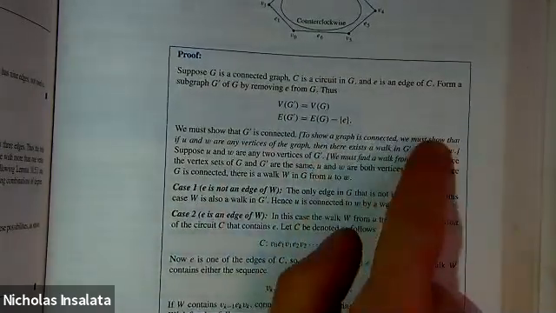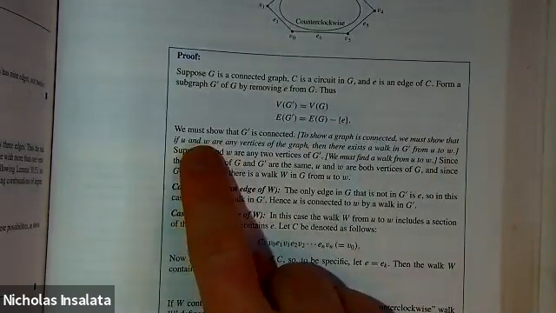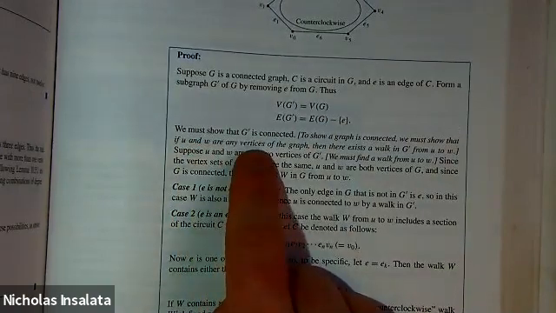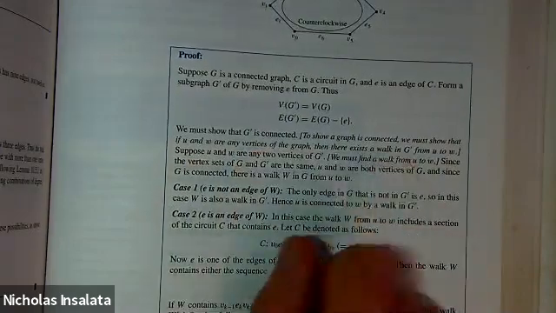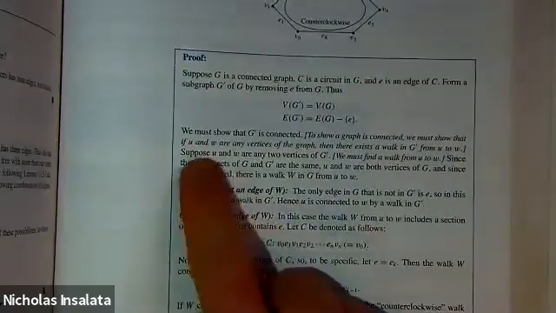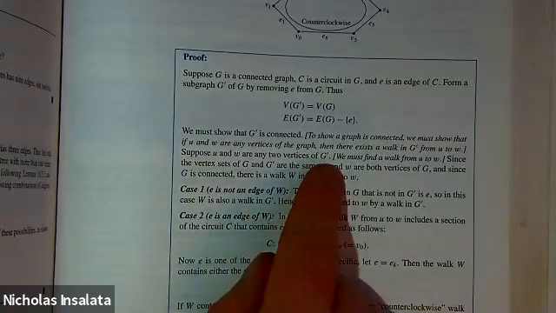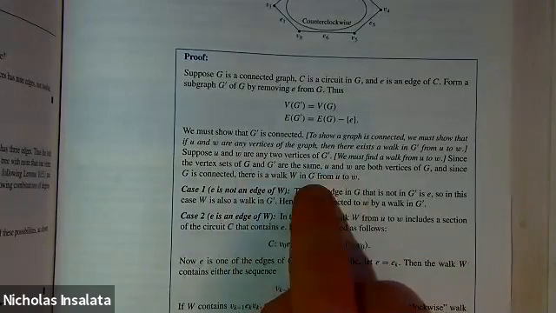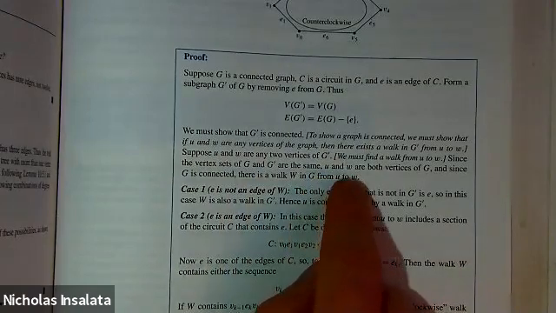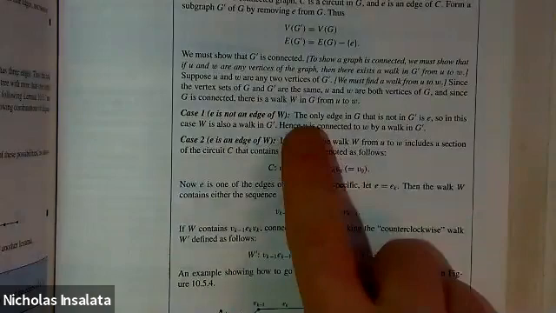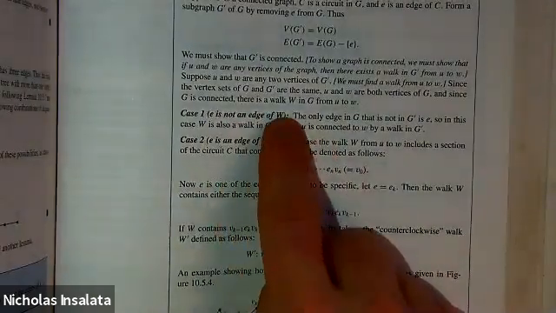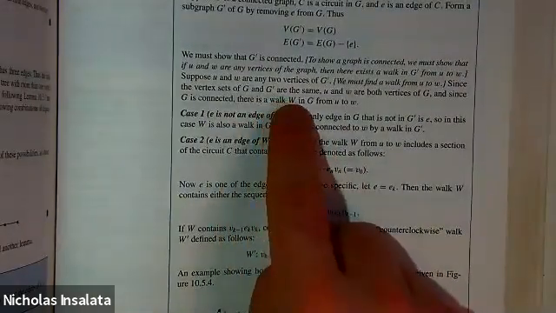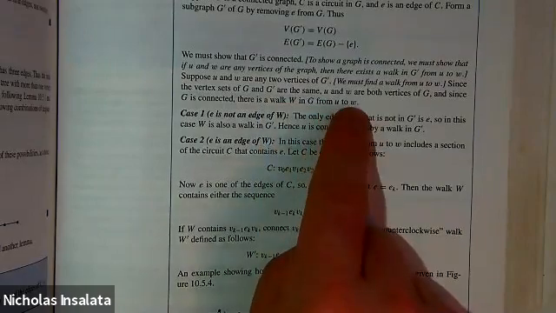And to do that, we must show that if U and W are any vertices of the graph, any two that you want, then there exists a walk between them. So we'll suppose U and W are two vertices of the new graph with the edge removed. Since the vertex sets are the same, the vertices are still there, so we don't have to worry about one of the vertices vanishing. They're all still present, right? And there are two cases. So E is not an edge of W, where W is the walk between those two vertices.